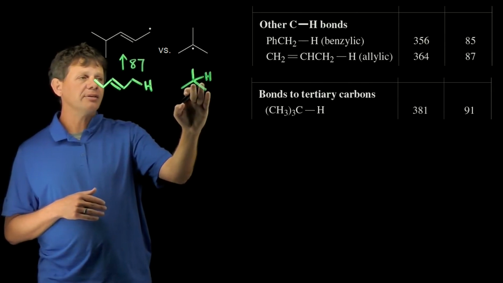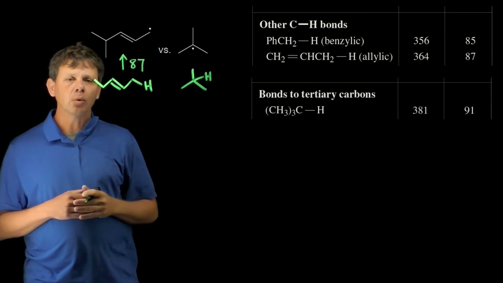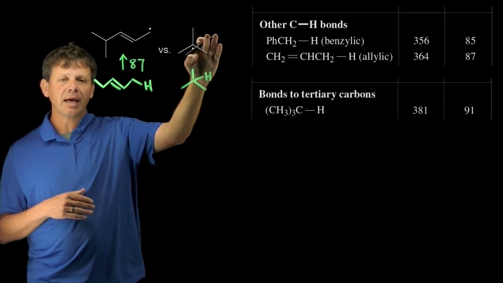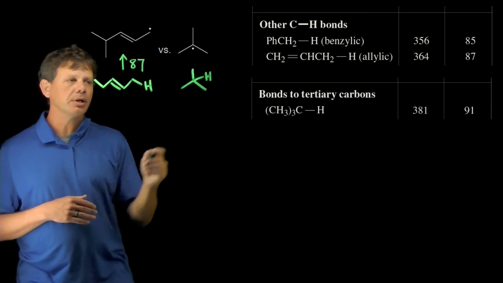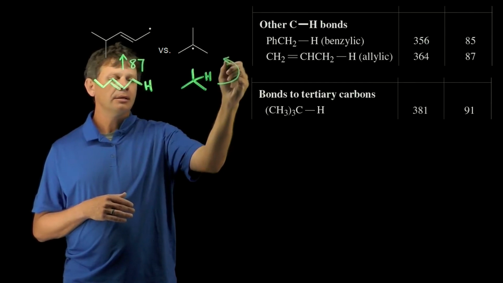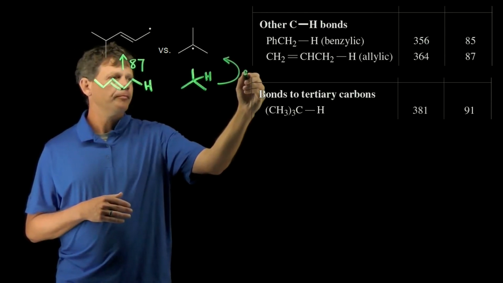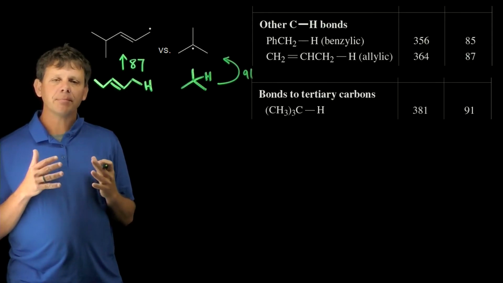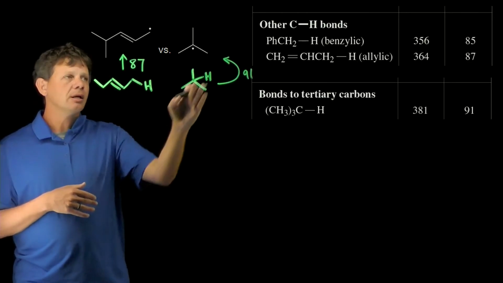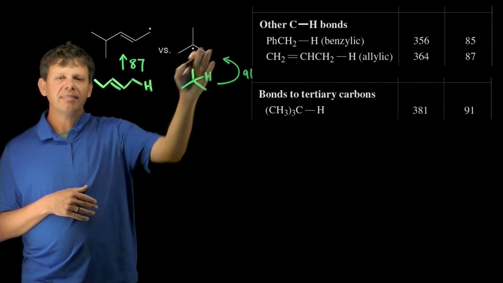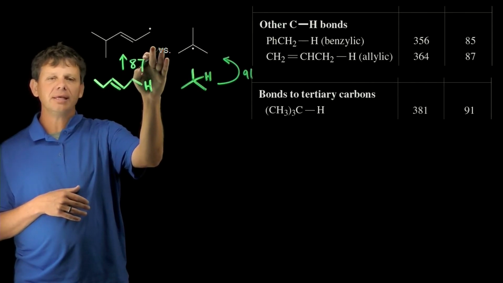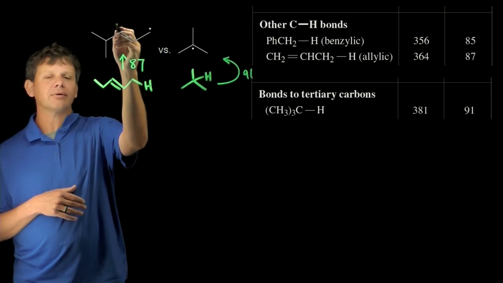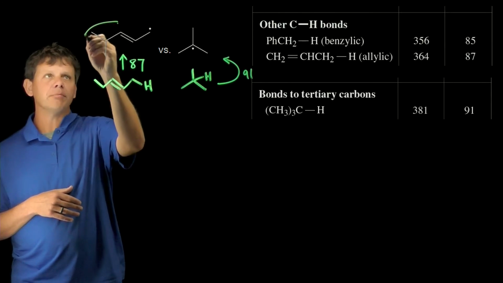Over here, we have a tertiary CH bond. In order to form the tertiary radical up here, we would have to put in 91 kilocalories per mole. If we have to put in more energy to form this radical, that implies that this radical here, the allylic radical, is the one that is most stable.